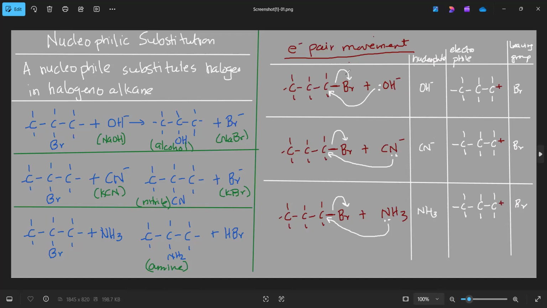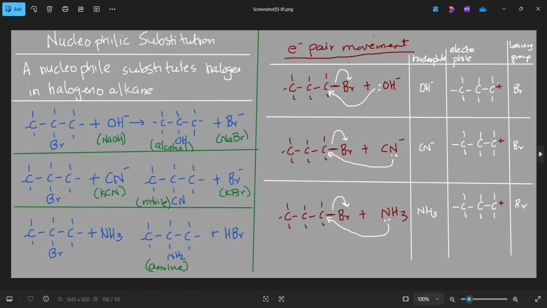The leaving group is bromine. The halogen is the leaving group that is leaving, and in its place the nucleophile is coming. The electrophile is this entire alkyl group with this carbon which has lost electrons. So I have shown that as this, and there is no bond shown here. Instead of that, I have shown a positive charge.